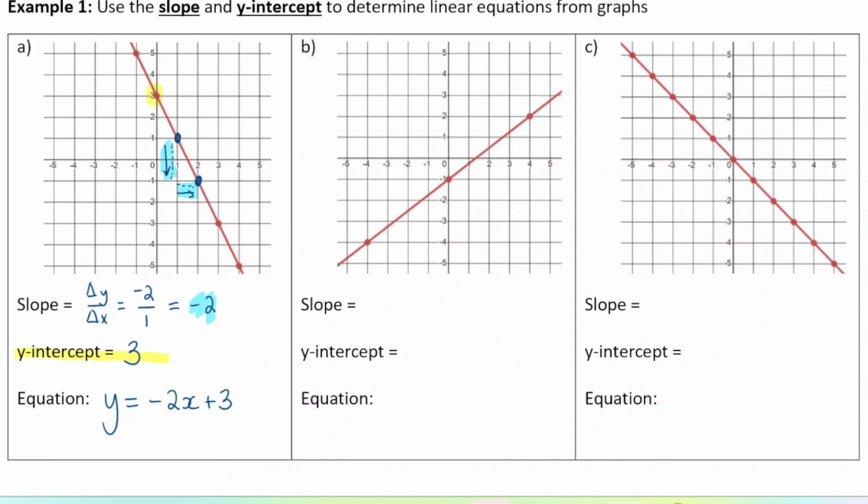When you're counting out your slopes, always count in the direction that you read. That way you'll get the sign correct. So if you're counting down, it's going to be a negative slope. If you're counting up, it's going to be a positive slope.